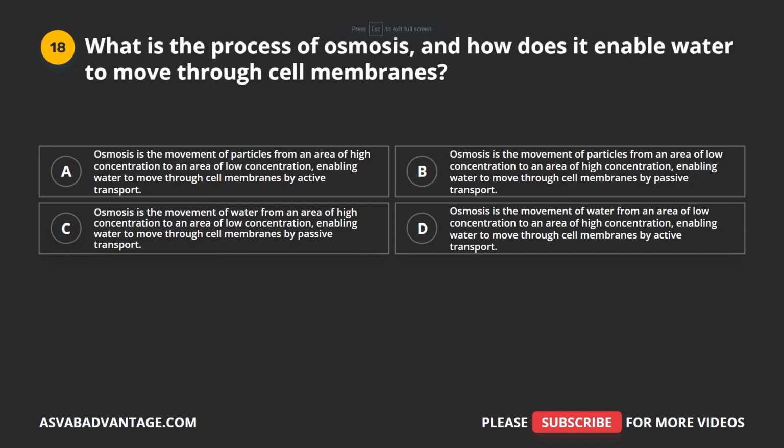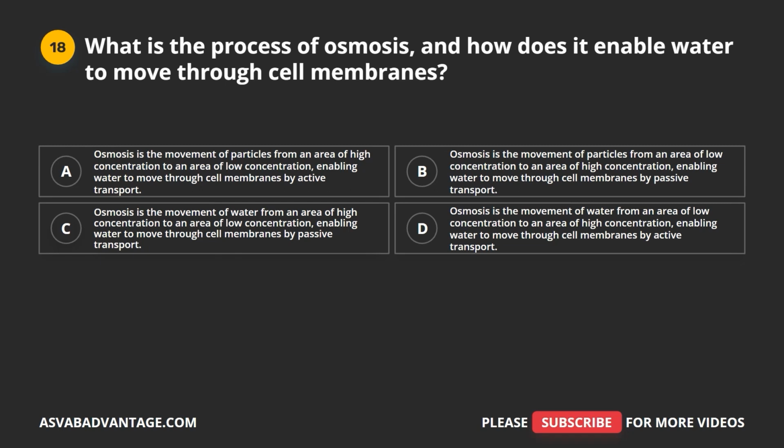Question 18. What is the process of osmosis, and how does it enable water to move through cell membranes? A. Osmosis is the movement of particles from an area of high concentration to an area of low concentration, enabling water to move through cell membranes by active transport. B. Osmosis is the movement of particles from an area of low concentration to an area of high concentration, enabling water to move through cell membranes by passive transport.